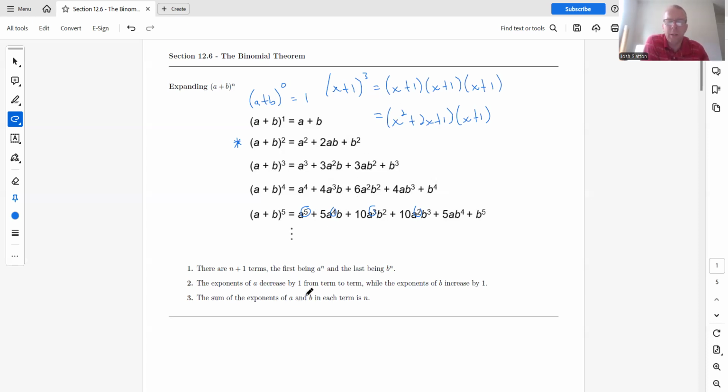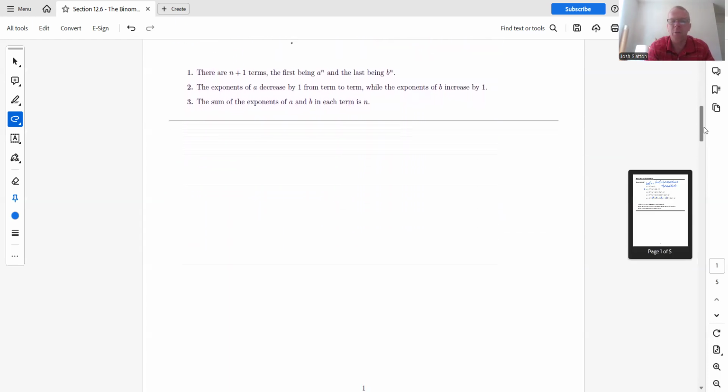And then also, the last thing here, the sum of the exponents of a and b in each term is n. So the n here, or let's see, we can go up here since we marked that one up, the n here is 4. This is a to the 4th, b to the 0. So 4 plus 0 is 4. A to the 3rd, b to the 1st. So 3 plus 1 is 4. 2 plus 2 is 4. 1 plus 3 is 4. And then 0 plus 4 is 4. So the exponents on the 2 terms that are here will always add up to whatever n is. So there are just a few things to notice and pay attention to as we're going through these.